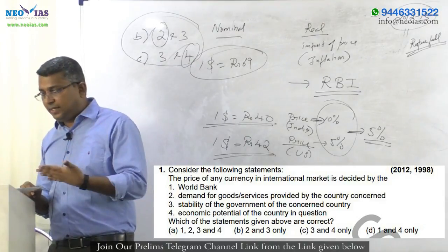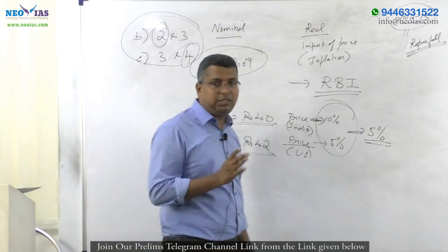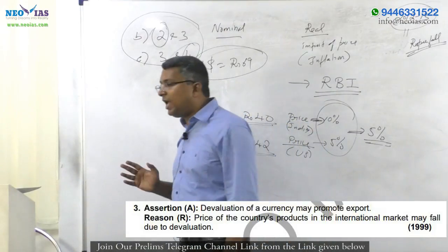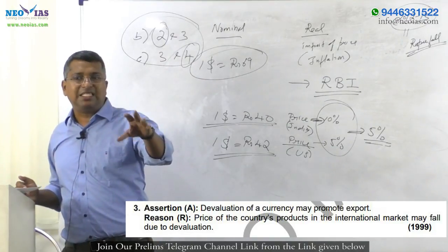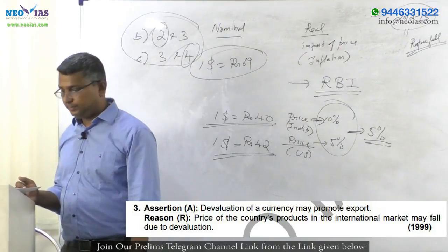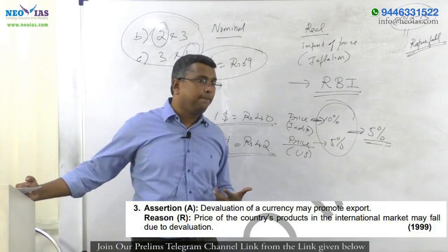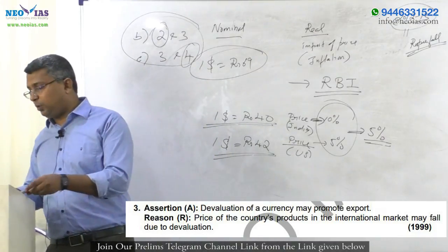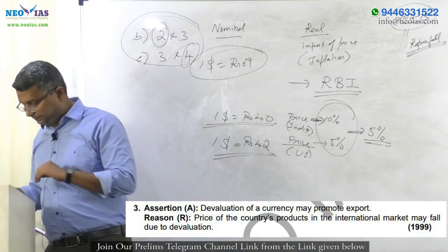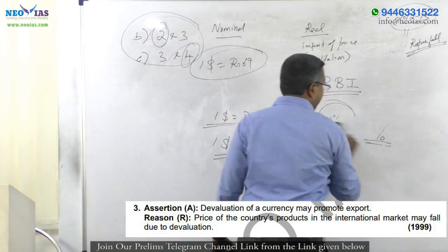Now before answering the second question, come to the third question. This is a very, very important question. It is an assertion reasoning question. Don't answer in assertion and reasoning. Try to tell me whether the first statement is correct or not. Devaluation of a currency. You know what is devaluation, right? It's saying that devaluation of a currency may promote export. May promote export.